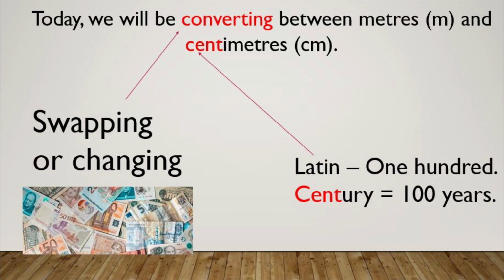Again, I can't get through a lesson without telling you a fact about words. You know what I'm like, children. So, cent. The cent part of the word centimetres, you can see I've highlighted it there in red, is actually Latin. So we're talking about swapping between metres and centimetres today. Remember, we talked about conversion yesterday. So converting is when we swap between 2 things.